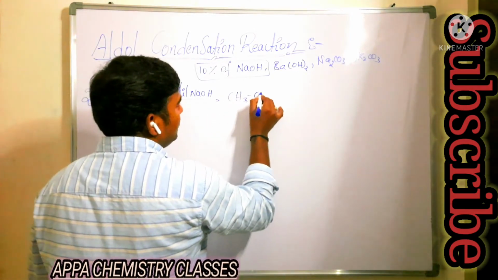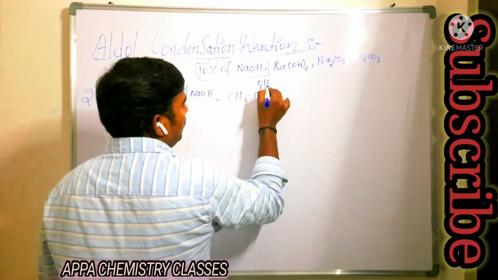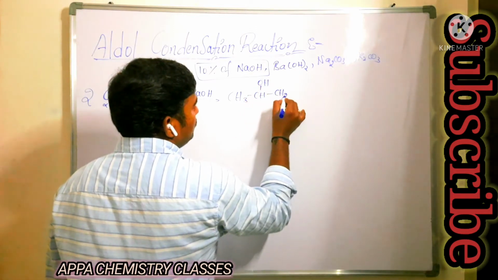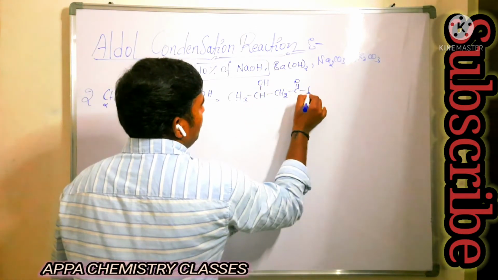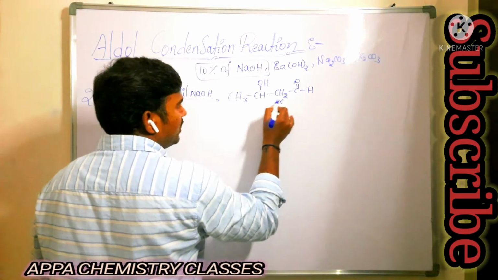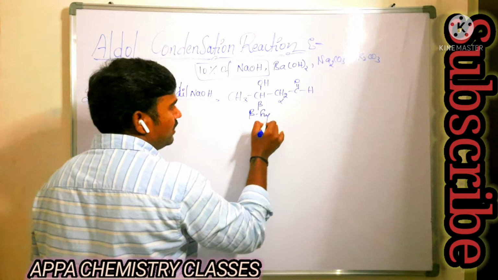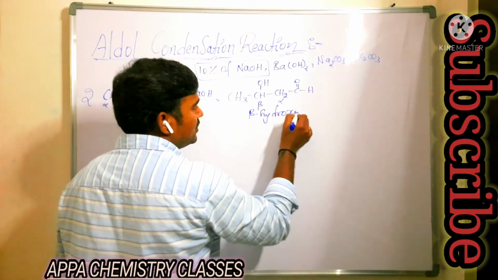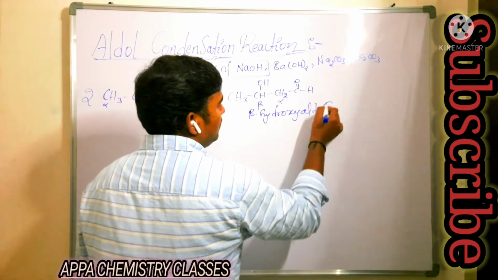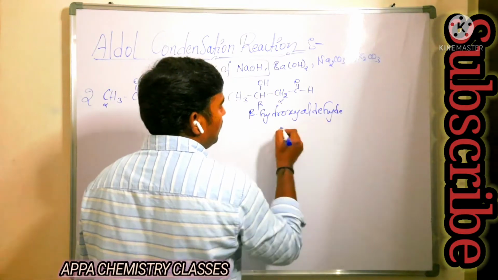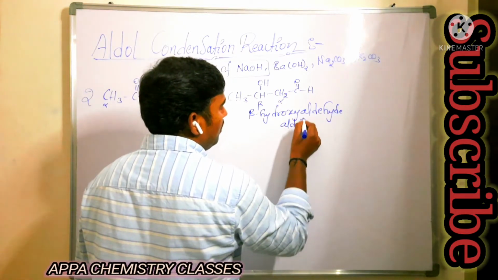Then we get CH3, CHOH, CH2, C double bond O, H. This is the alpha carbon and this is the beta carbon. So it is a beta hydroxy aldehyde. This beta hydroxy aldehyde is called aldol.